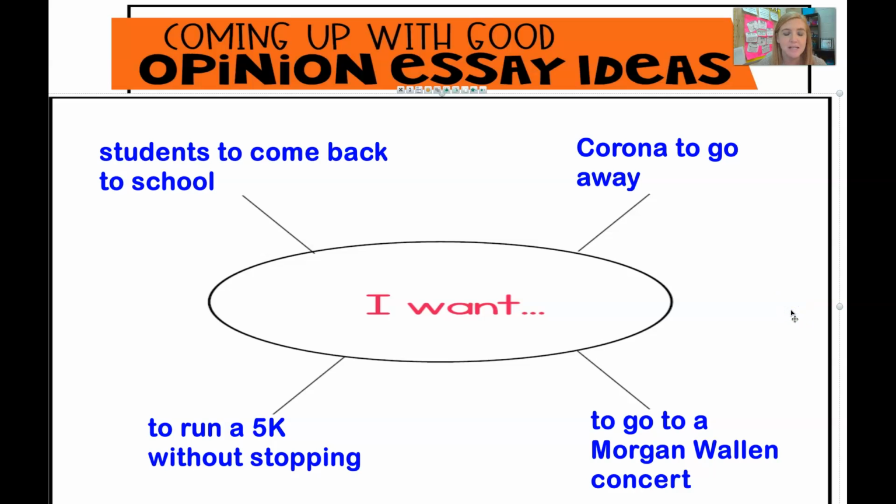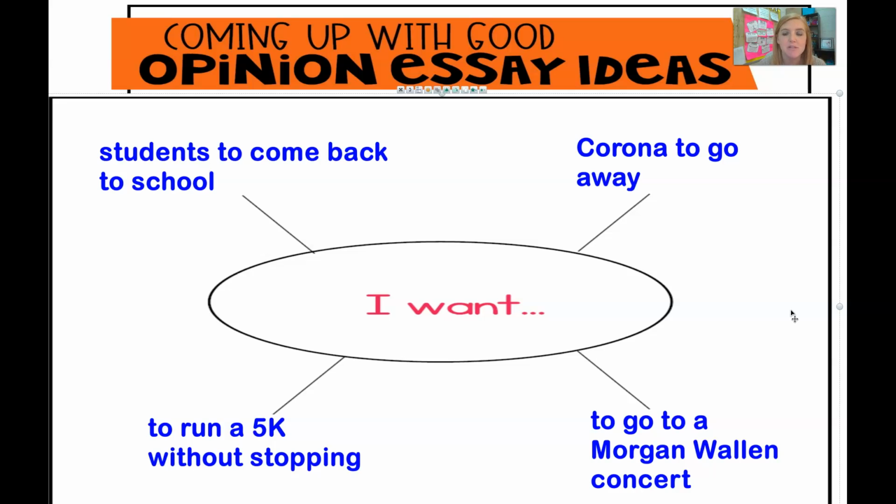Now, your ideas are not going to match mine. Your wants are not going to be the same as mine. Number one, I'm a lot older than you guys, okay? So my wants look a little bit different. You might want to go shopping and buy all the clothes that you want. You might want a $100 bill. You might want to go to a toy store and buy something really special.